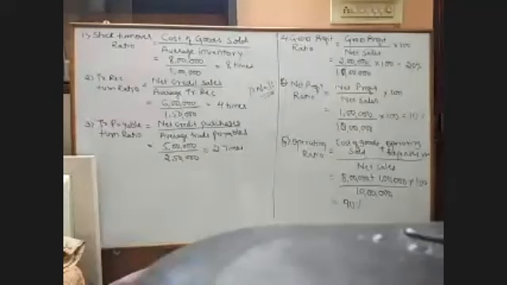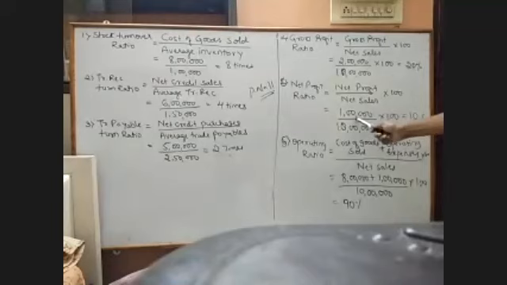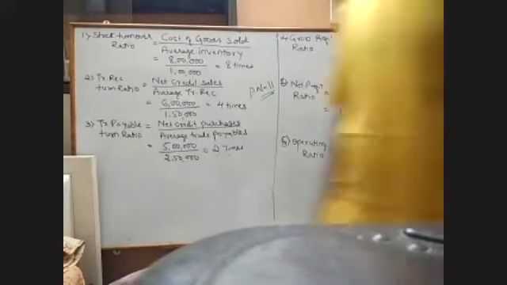And the sixth one is net profit ratio, and the formula is net profit divided by net sales into 100. And the net profit is 1 lakh divided by 10 lakh into 100, which means it is 10%.